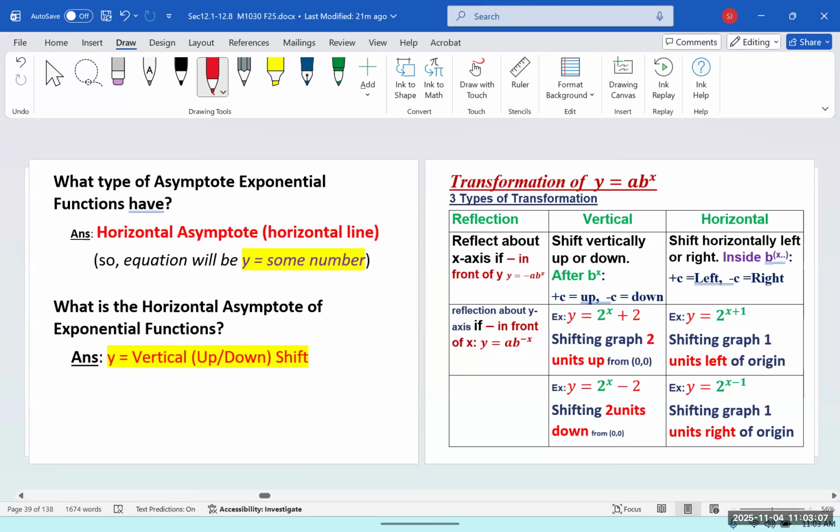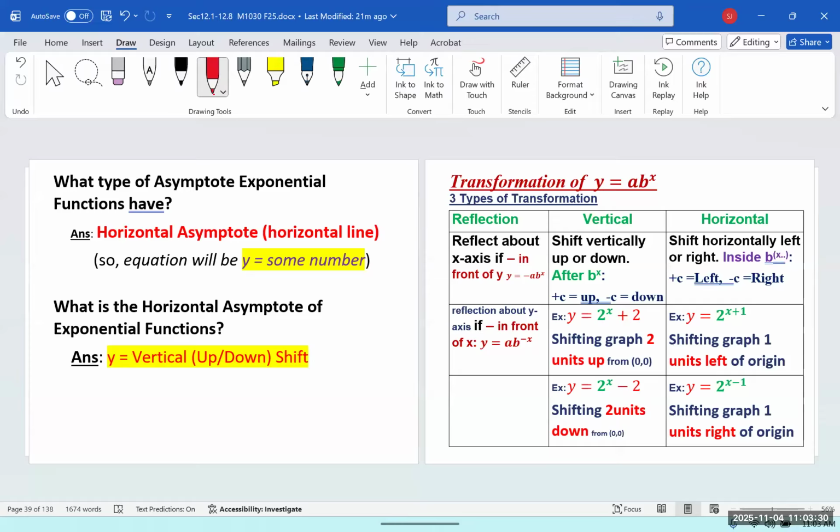Now I will keep talking about transformation. We have the same type of transformation as we had before. First, we learned this transformation in chapter 3. Next, we learned it in chapter 11 with the parabola. And now we are learning the same transformation again for exponential. Good news, they all follow the same rule as before.